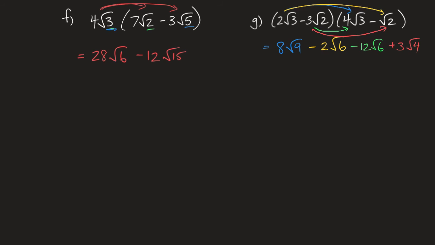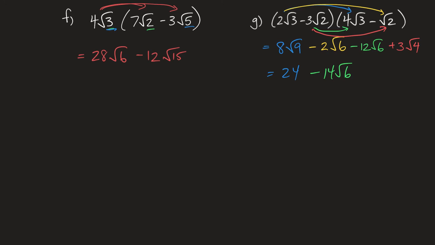Notice in my blue term, I can calculate 8 root 9 because that's 8 times 3. Now, you don't have to write that down. Clearly, you could just say, okay, well, root 9 is 3, multiply that by 8, 24. Notice on your middle terms, the gold and the green, those are both root 6s. So we could collect those then. And if we collect those, we get this mixture of gold and green, I'm just going to call it green. There's my negative 14 root 6.